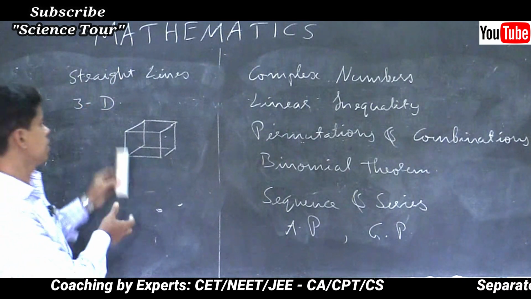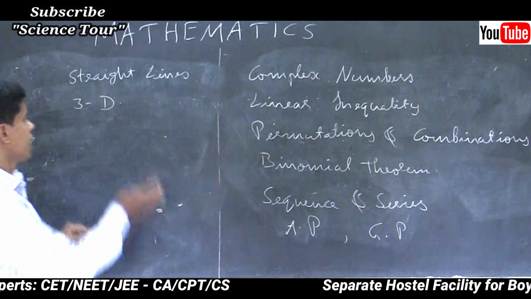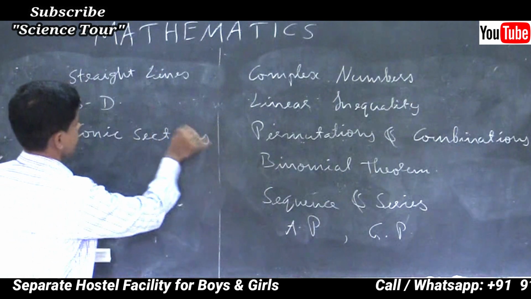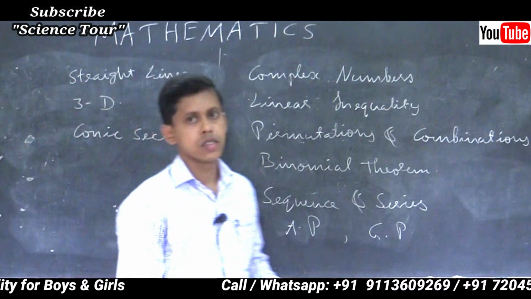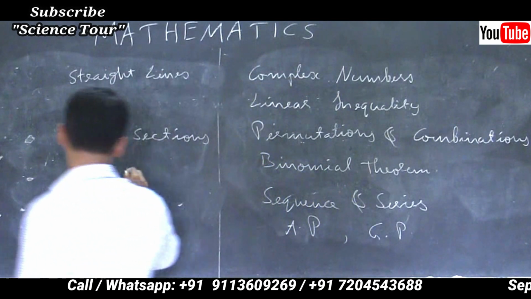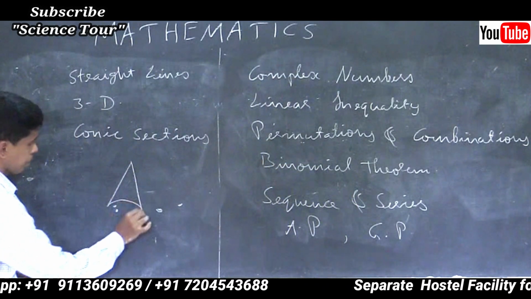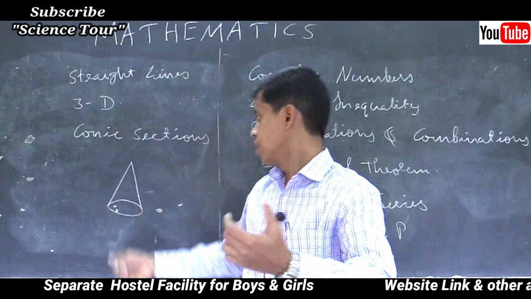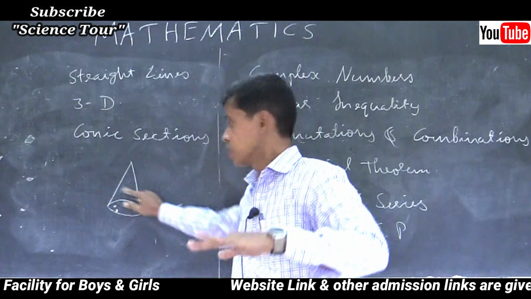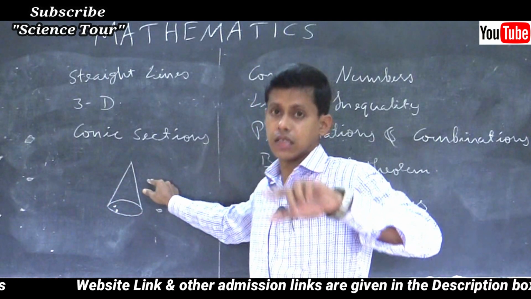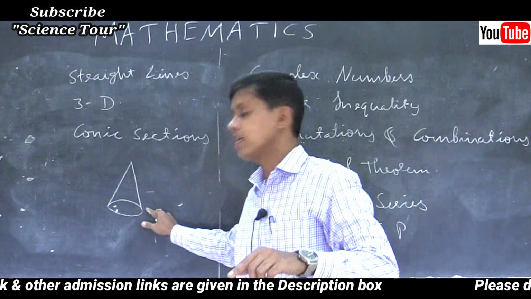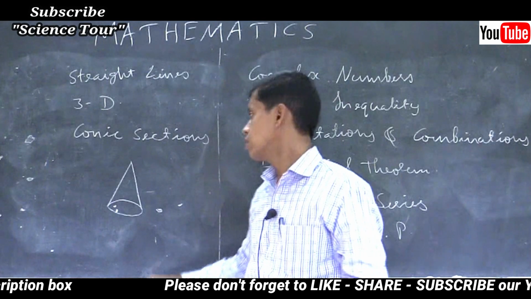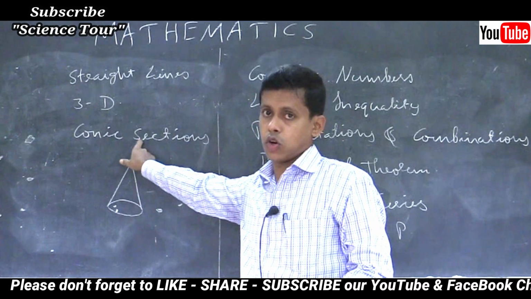And the next chapter that follows is conic sections. Alright, so conic section means you have a cone. Alright, it can be an ice cream cone or whatever. You have a cone and you cut. So if you cut like this, you get a circle. Alright, a little slanted, you get an ellipse. You have a parabola and hyperbola. So that is the thing that we study in this chapter, conic section.